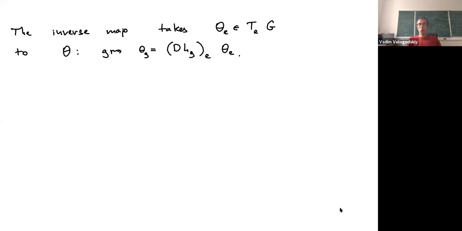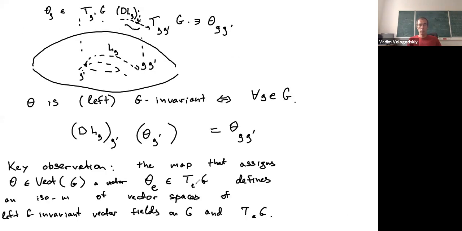So just look at this formula here. We know that if theta happens to be G invariant, then let's just plug in G prime equal to E. Then we get that theta G is equal to this differential applied to theta E. So theta G is recovered from theta E, right?